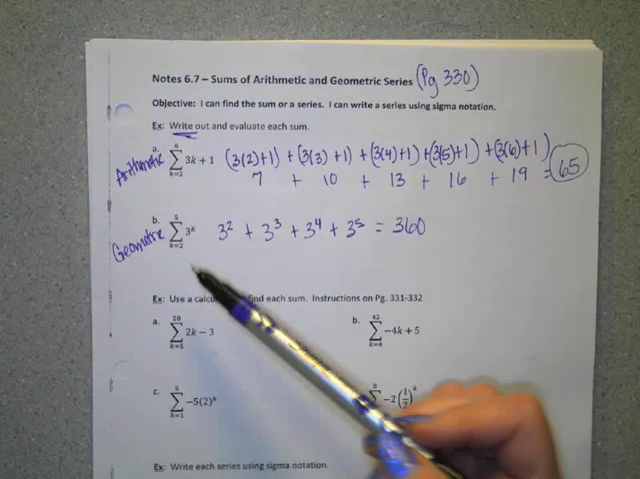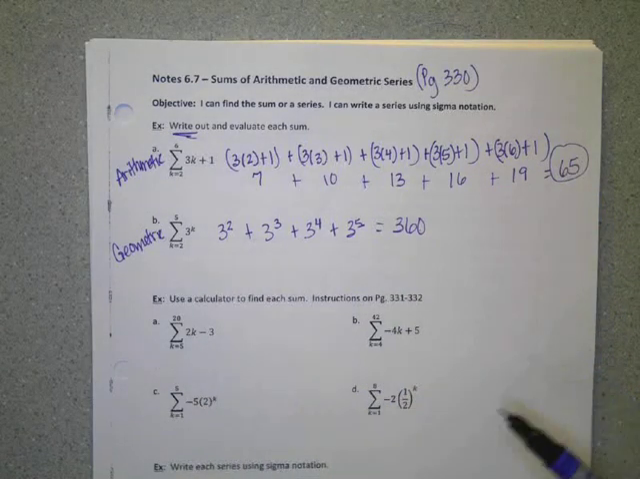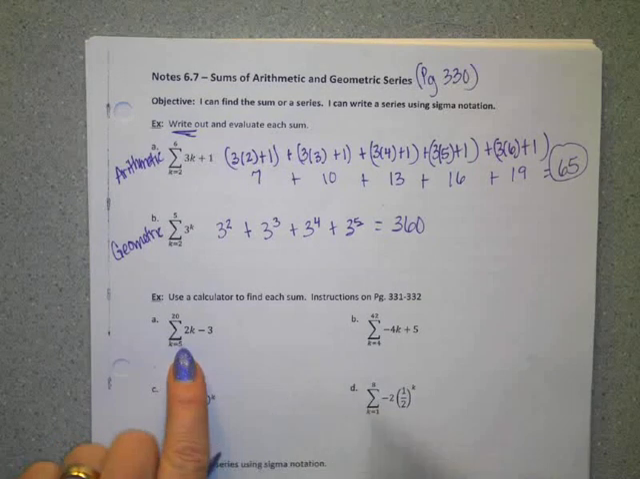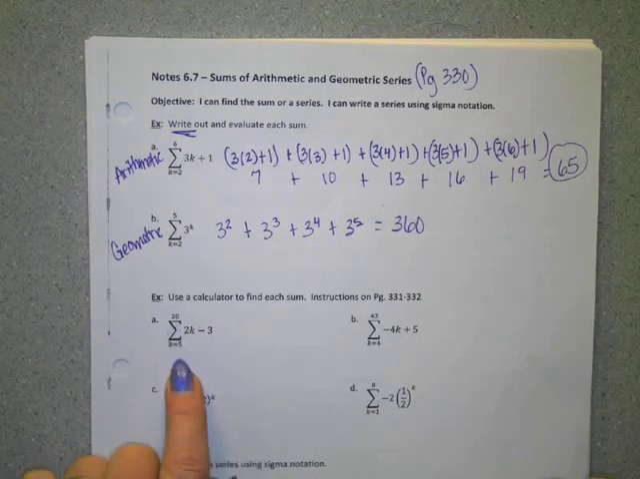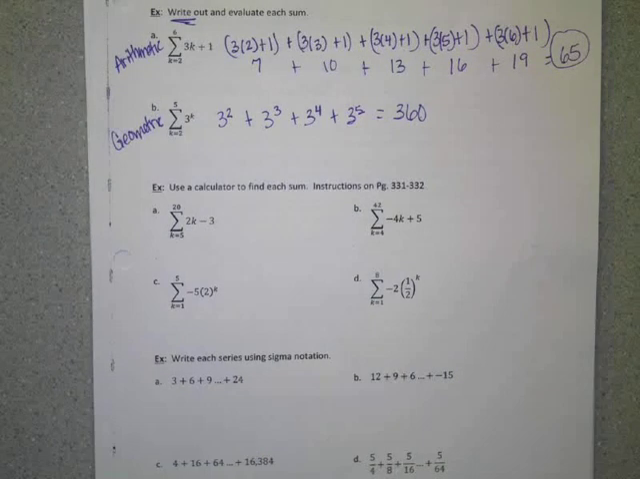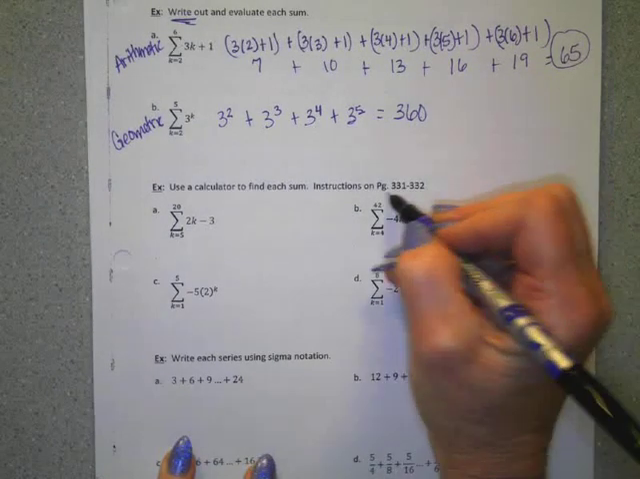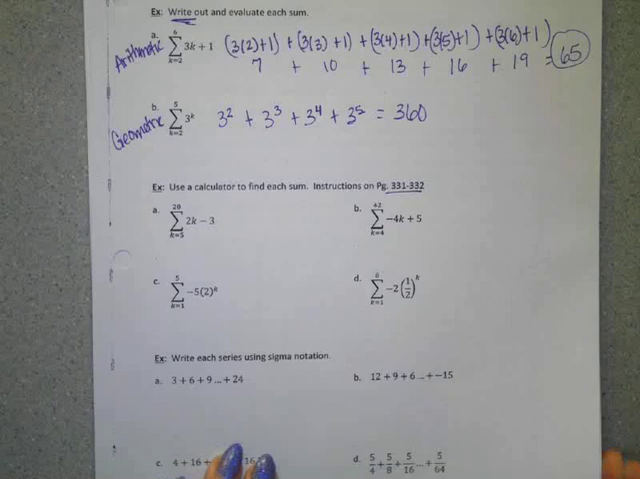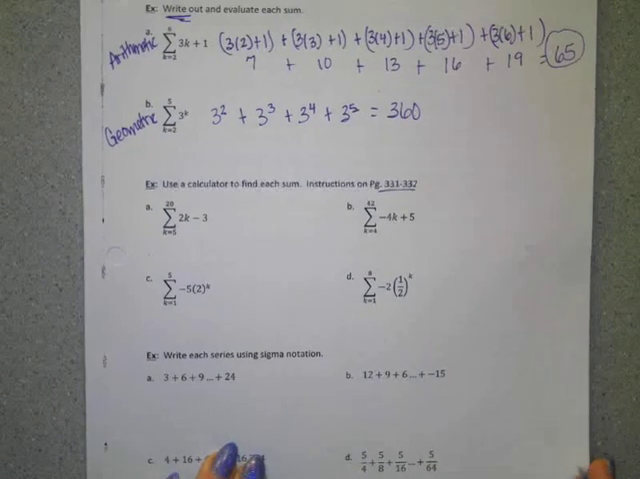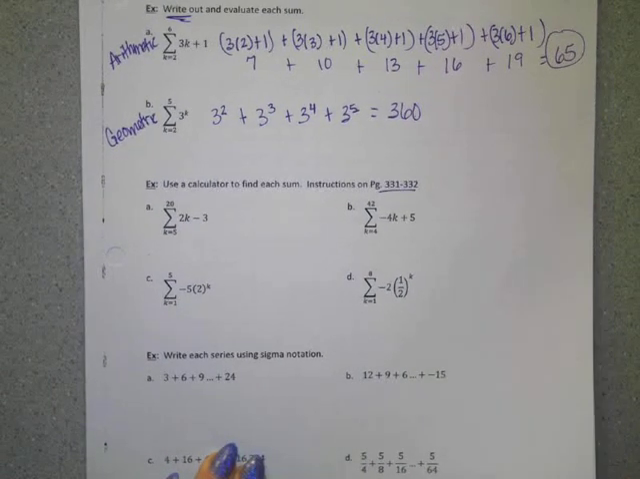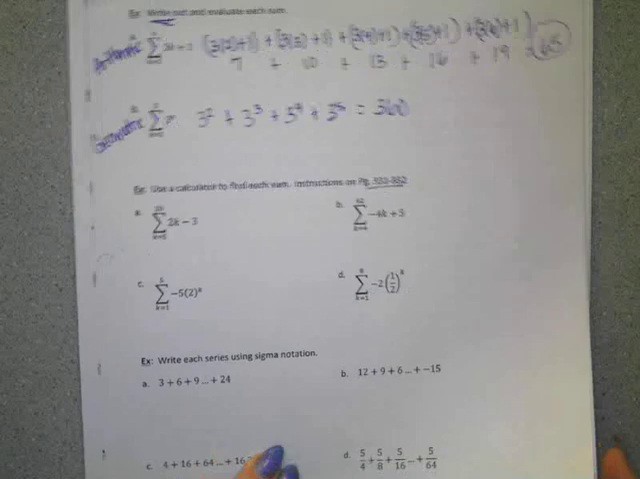Well, that's just fine and dandy if it's only like 4 or 5 terms that you have to add up. But what happens if I have 15 terms? Well, actually 16, from 5 to 20. Well, I don't want to have to do that, writing it out and evaluating. So we're going to use our calculator, and we're going to go to page 331 and 332. Now, this is what our workbook says to do, and then I'm going to also show you a different way to do it as well.